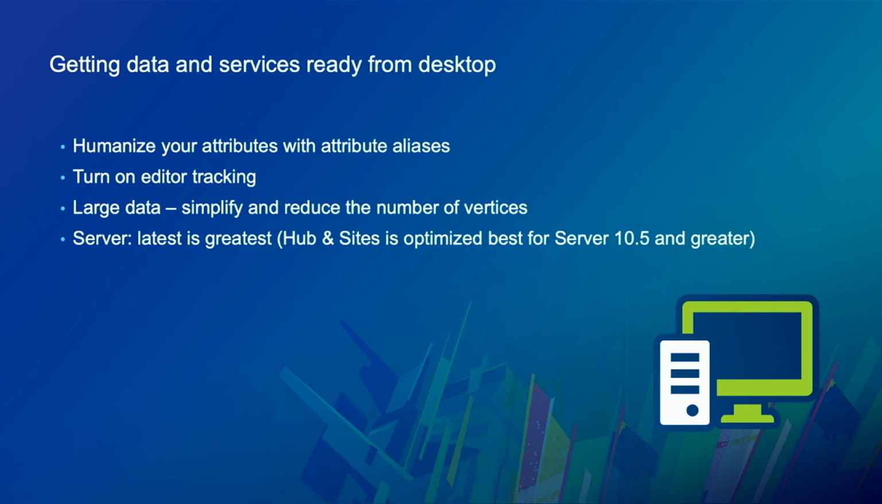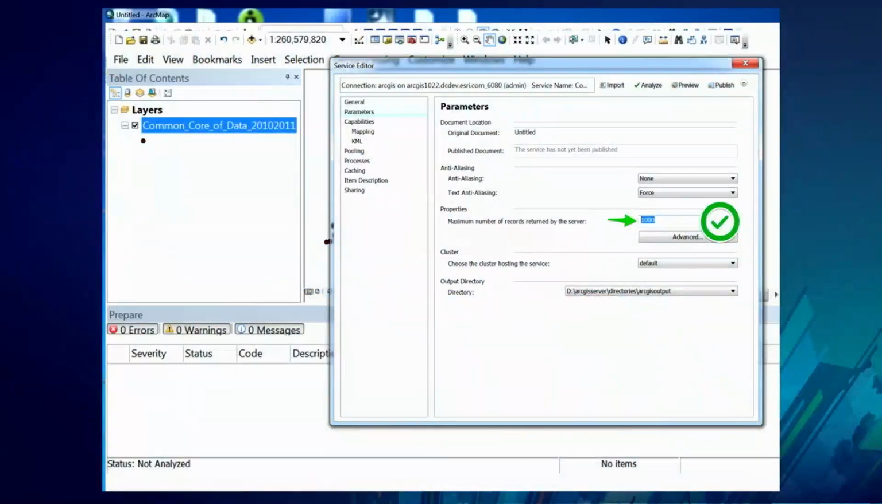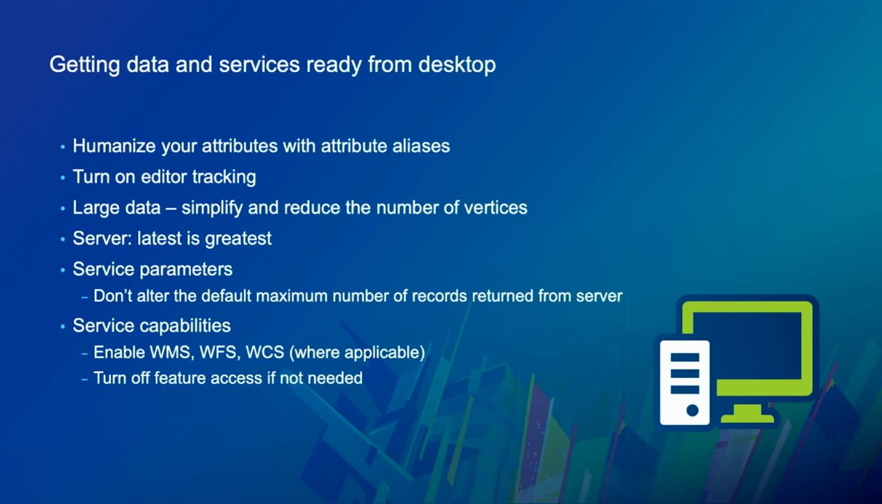The latest is greatest for Server. Of course, I'm going to say that. Hub and Sites is optimized best for Server 10.5 and later. If you're before that, you won't have all the features, specifically charting and things like that. Service parameters: don't alter the default maximum number of records returned from Server. It can cause some problems. That's here. Extract operations will be running on your server and they're expensive, so try not to mess with that so that we don't have any problems where the public site brings down your server.